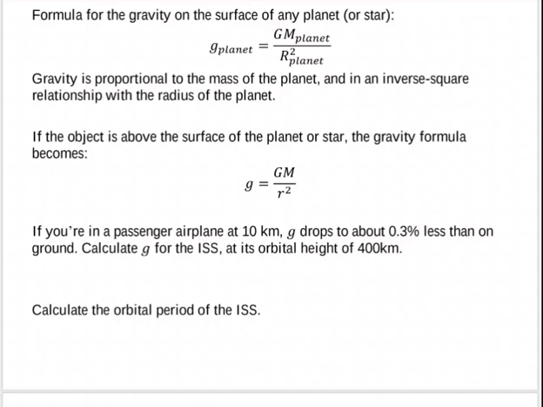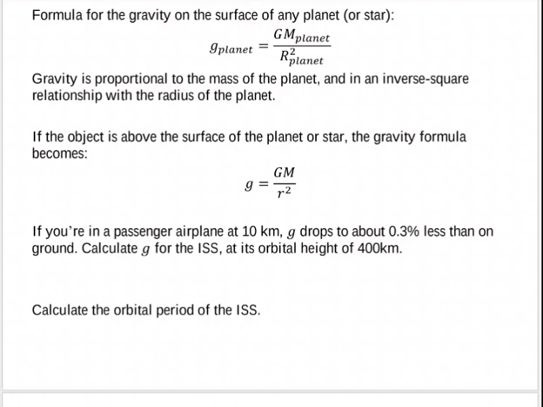Gravity is proportional to the mass of the planet and in an inverse square relationship with the radius of the planet. This means that the larger the radius of the planet, the less gravity it will have. The larger the mass of the planet, the more gravity it will have. If the object is above the surface of the planet or star, then the gravity formula becomes g equals capital G, the gravitational constant, times the mass of the planet divided by r squared.